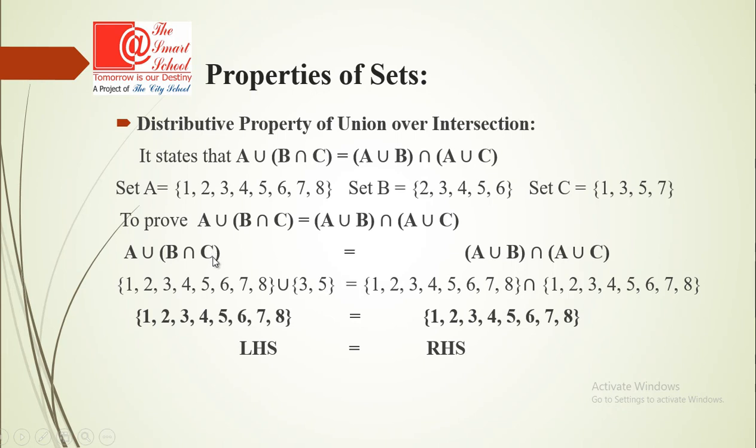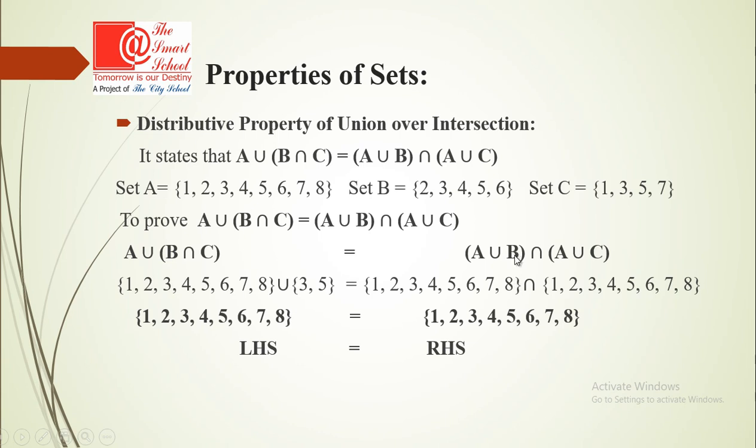First we will solve B intersection C because it is inside the bracket. So the elements of B intersection C are 3 and 5, because in set B and set C only 3 and 5 are common. So B intersection C is equal to {3, 5}. Now we will make its union with A. So A is 1, 2, 3, 4, 5, 6, 7 and 8, and when we make its union, the set we have is 1, 2, 3, 4, 5, 6, 7 and 8.